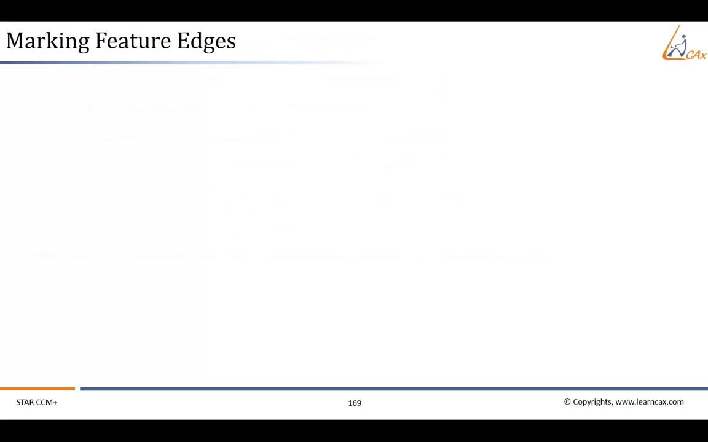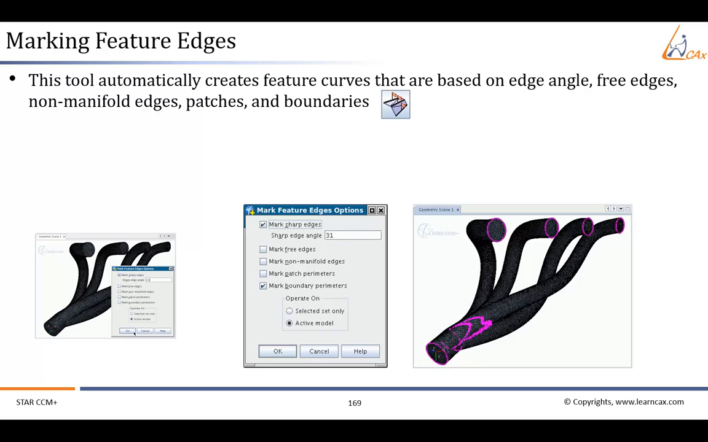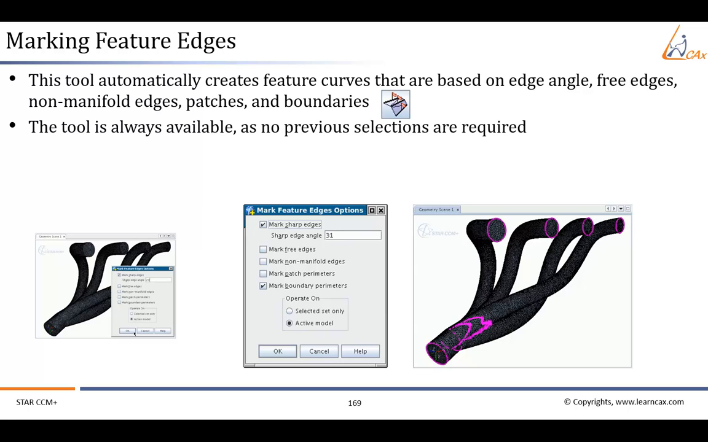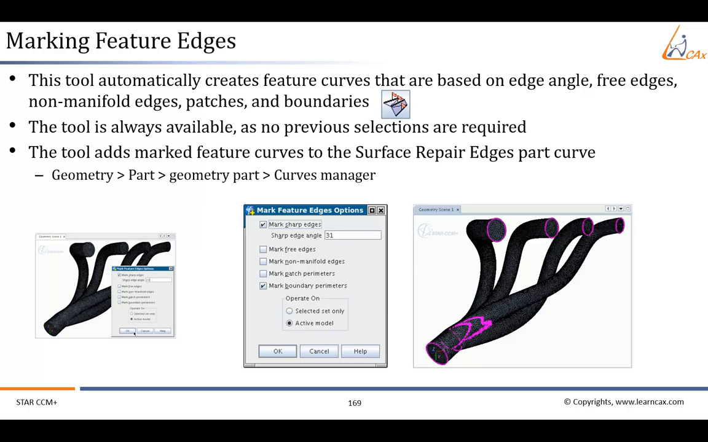The next tool is marking feature edges. This tool automatically creates feature curves that are based on edge angle, free edges, non-manifold edges, patches, and boundaries. The tool is always available as no previous selections are required. The tool adds marked feature curves to the surface repair edges part curve, which is located in the simulation tree under the Geometry, Part, Geometry Part, Curves Manager. You can assign edges to a different part curve using the Feature Curve Edit tool.